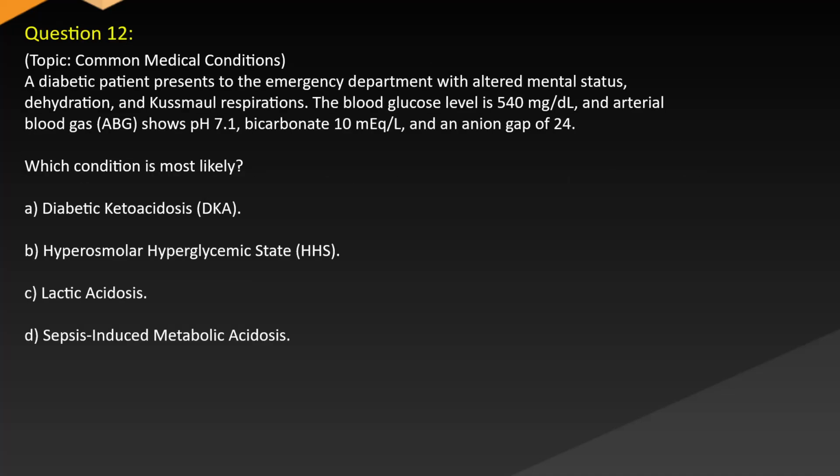Question 12. Topic: Common medical conditions. A diabetic patient presents to the emergency department with altered mental status, dehydration, and rapid respirations. The blood glucose level is 504 mg/dL, and arterial blood gas shows pH 7.1, bicarbonate 10 mEq/L, and an anion gap of 24. Which condition is most likely?